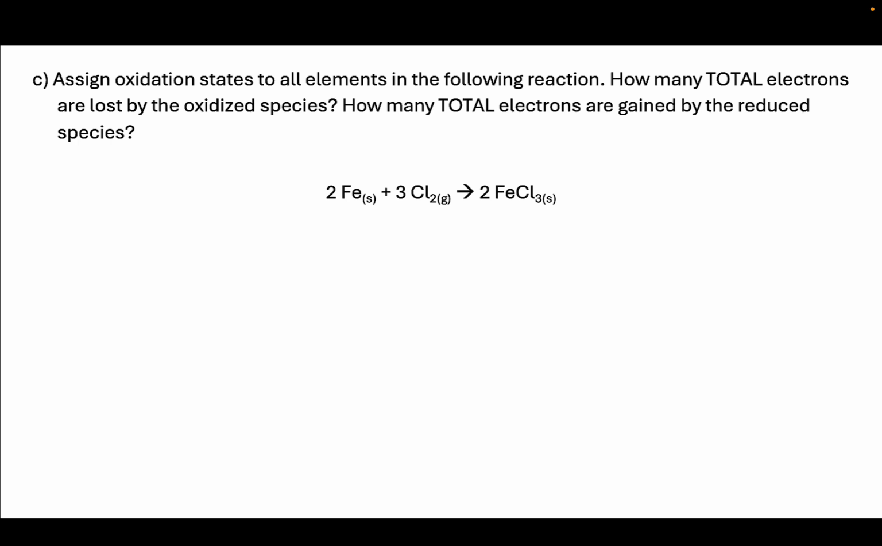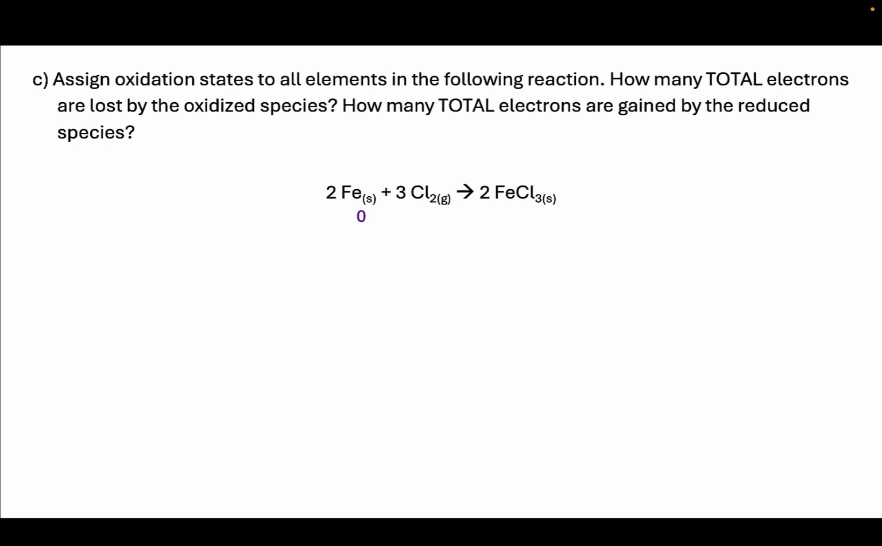Okay, now we have another reaction and we want to assign oxidation states to all elements, then determine the total electrons lost by the oxidized species and the total electrons gained by the reduced species. And as we look at this question, we think about the total electrons. Remember that they should be equal, right? It's a transfer of electrons, so whatever the number is that's lost by the oxidized species, it should be that many that are gained by the reduced species. And so I think a good way to start is with our oxidation numbers. And here, iron is by itself, therefore the charge is 0, oxidation number for iron is going to be 0.